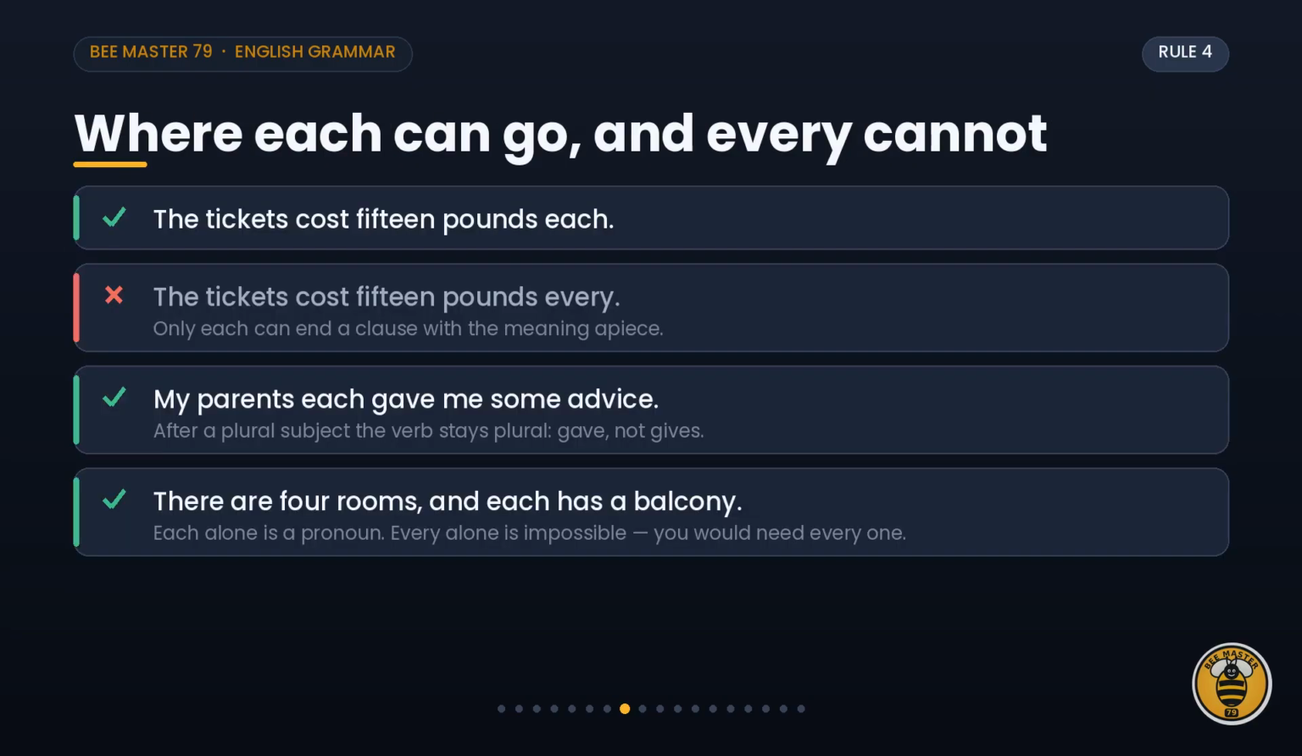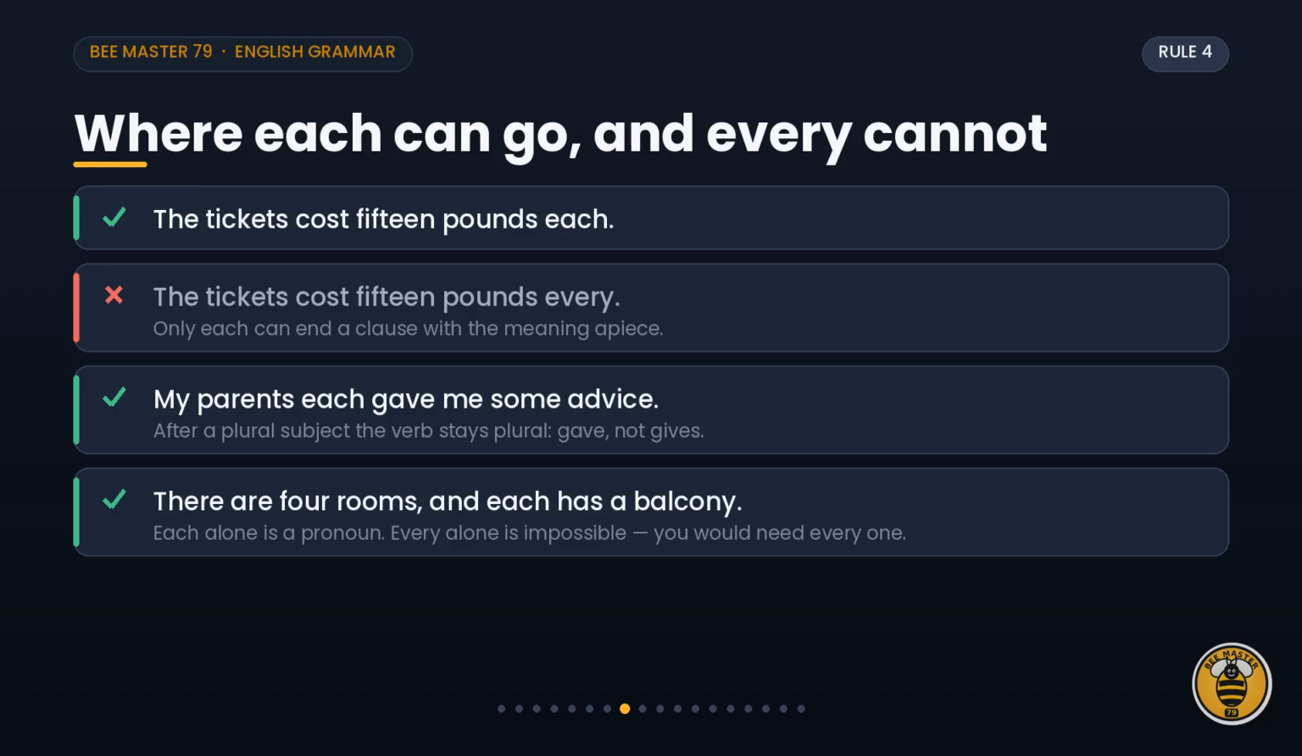Here are those extra positions side by side. This is correct. The tickets cost £15 each. Replace each with every at the end and the sentence collapses. It is simply not English. This one is correct, and the verb is the thing to watch. My parents each gave me some advice.